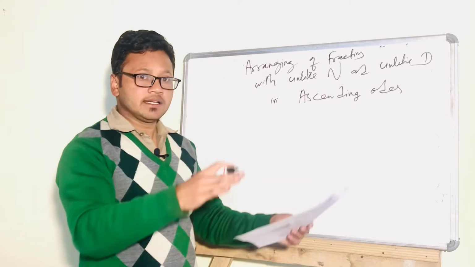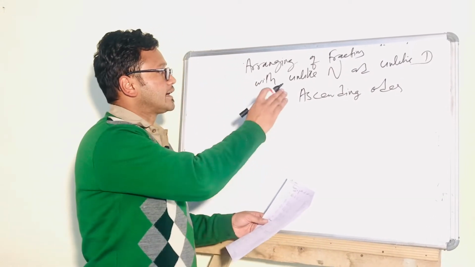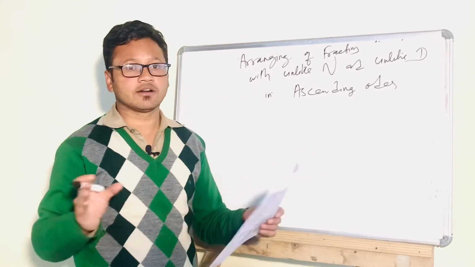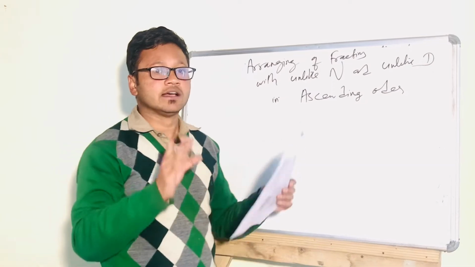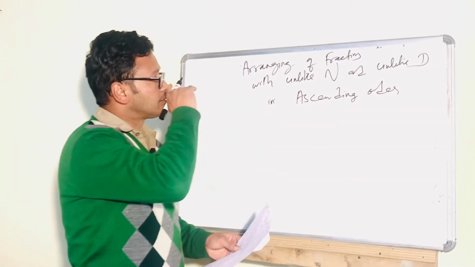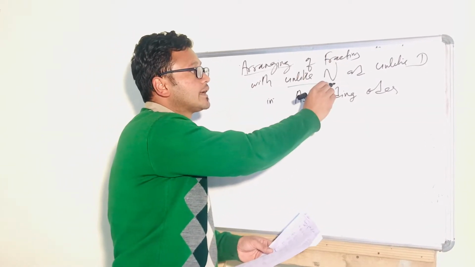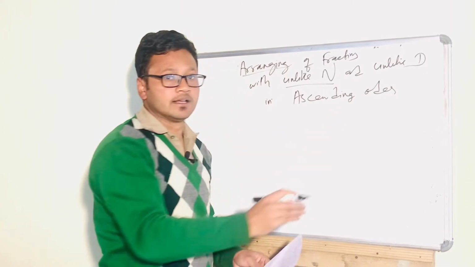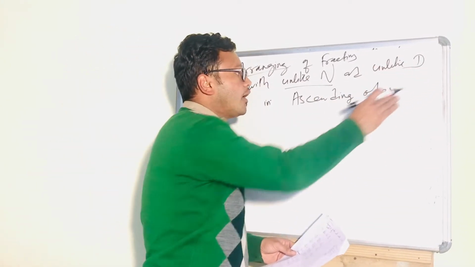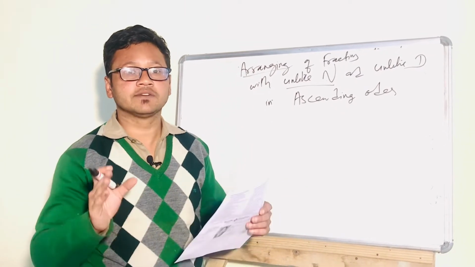In my last video, we finished how to arrange like fractions and unlike fractions in ascending and descending order. Now in this video we discuss arranging or comparing fractions with unlike numerator and unlike denominator in ascending order. If the numerator and the denominator are different, how do we arrange those fractions in ascending order? We have to follow a different process.